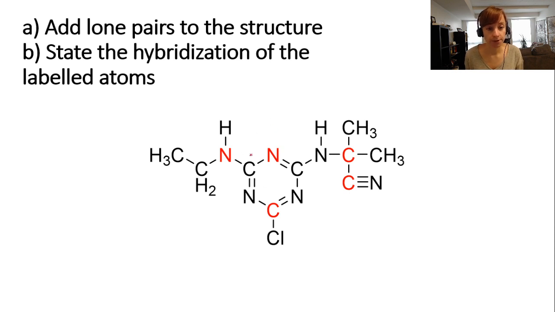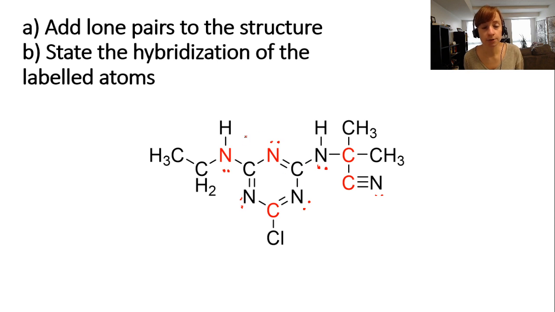Now nitrogens typically form 3 bonds to be neutral, and as well they have 1 lone pair. So all of the nitrogens in the structure should have an additional lone pair included. Here. This one too, and this one's the last one.